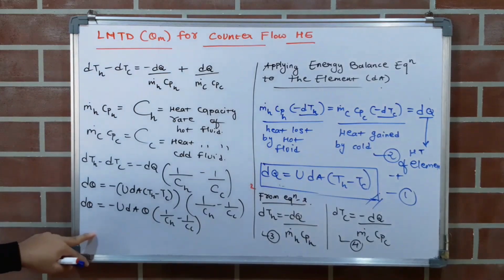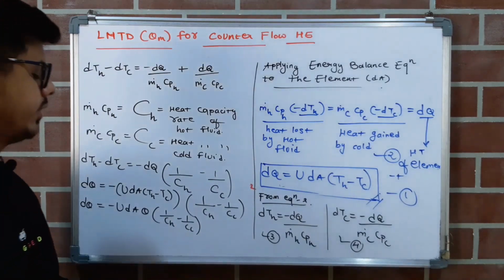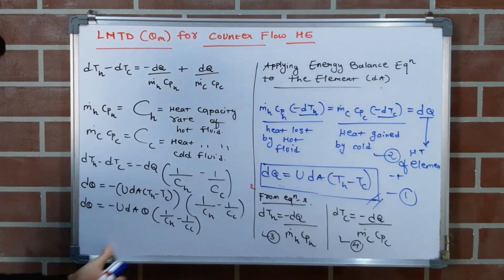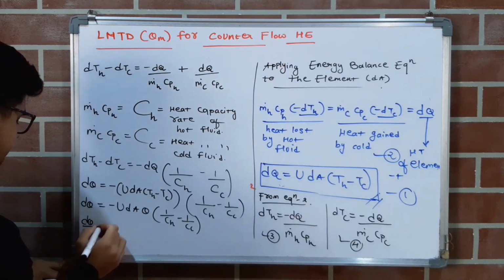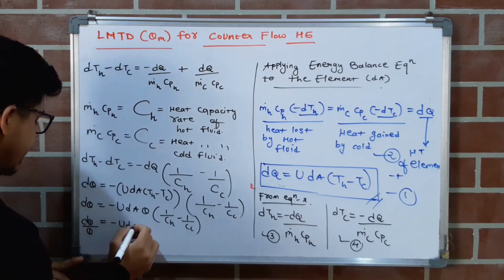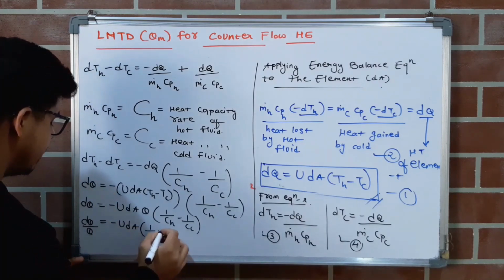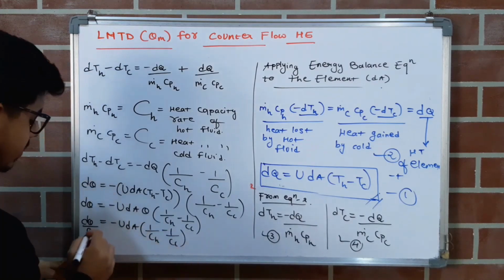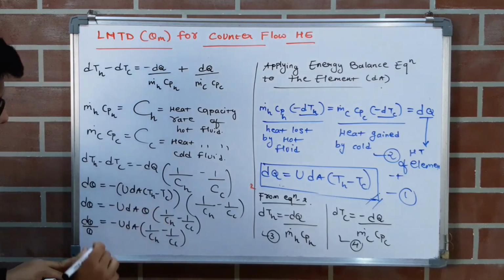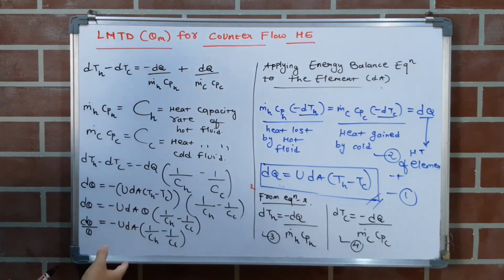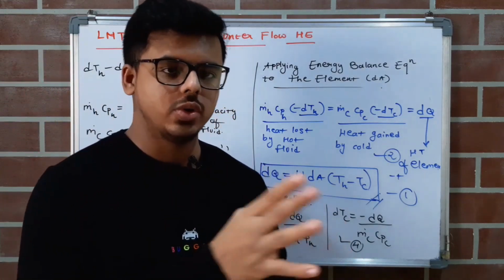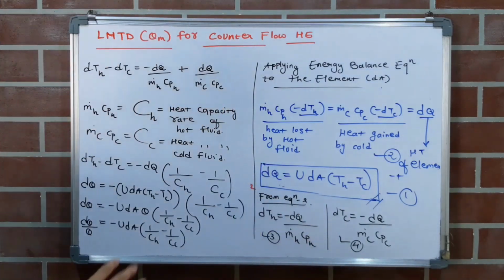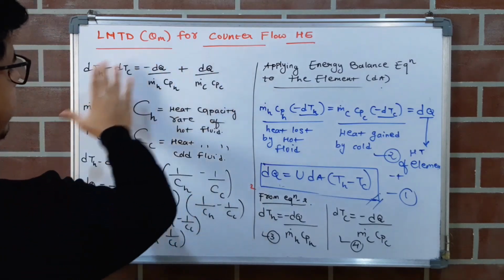Now after this equation, we know what the next step is. We get the variable separable form. So it is d theta upon theta equals minus U dA into 1 upon Ch minus 1 upon Cc. Now this expression is for the elemental area. If we integrate this expression, then we can get this formula for the whole heat exchanger, that is the whole counterflow heat exchanger, right? So for that I will rub this part.